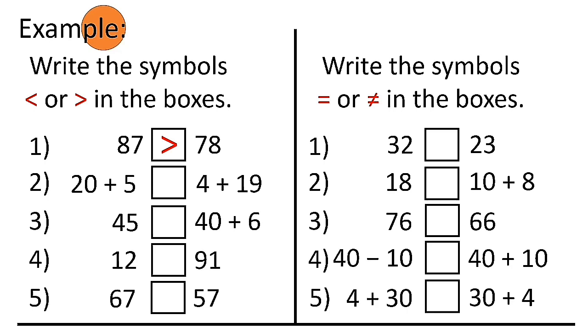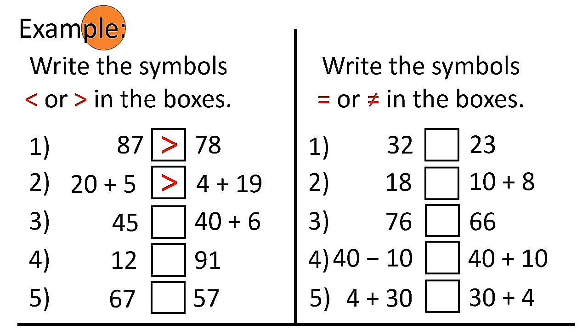Number two, 20 plus 5 box 4 plus 19. Okay, what sign will be here? Okay, that's greater than because 20 plus 5 is 25 and 4 plus 19 is 23. So that means 20 plus 5 is greater than 4 plus 19.